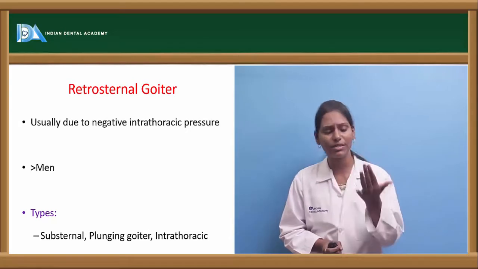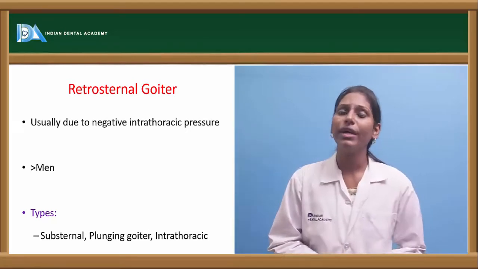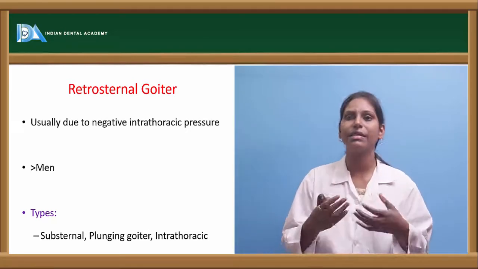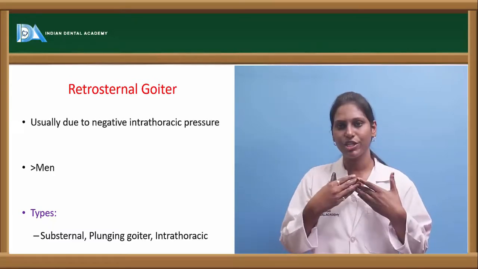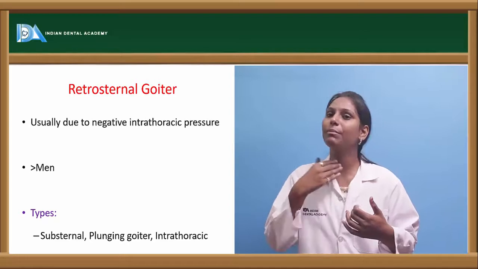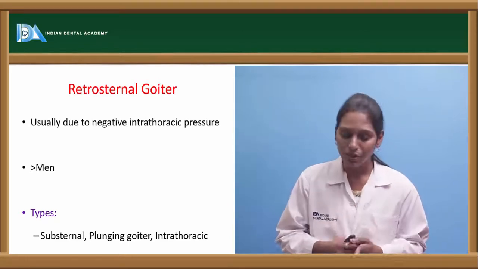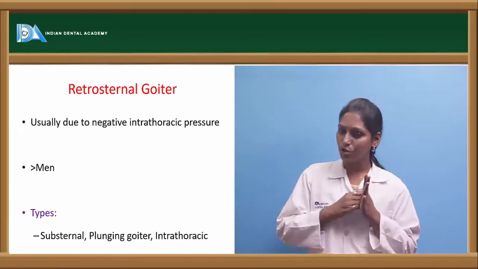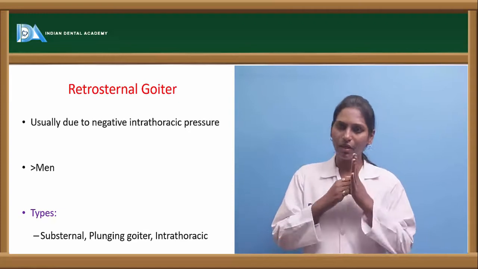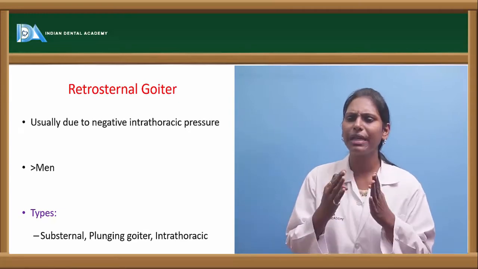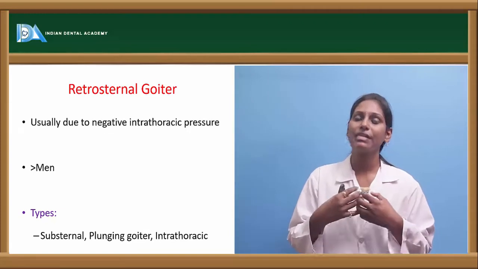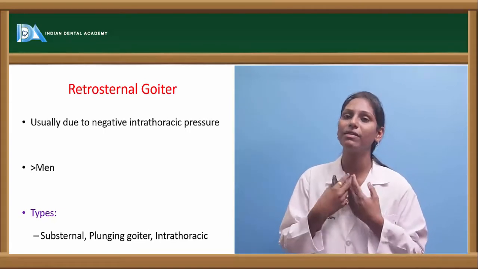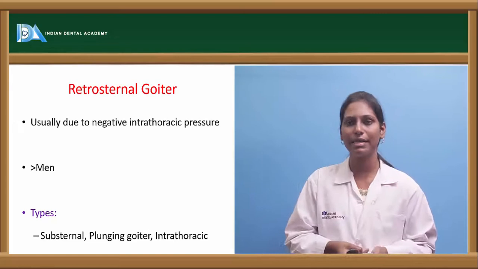Now coming to retrosternal goiter. Retrosternal goiter, the name itself is telling, it is actually present deep into the fascia. It is actually present just above the sternum, deeply present. And this retrosternal goiter is usually seen in case of men when they actually have this negative intrathoracic pressure. Usually because of this negative intrathoracic pressure, they have this retrosternal goiter, most commonly seen in men.